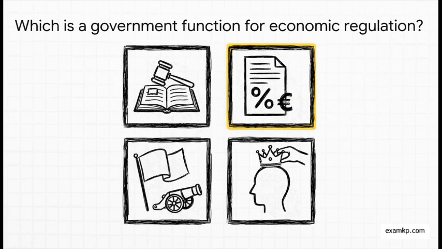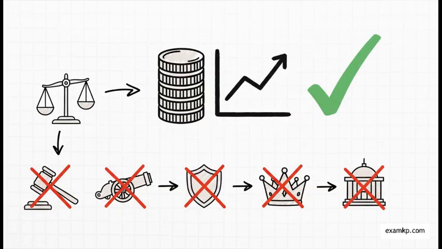This one is less about theory and more about the practical, real-world functions of government. So which of these is something the government does to manage the economy? Take a look and see which ones you can rule out immediately. The correct answer is B. Setting tax guidelines and setting prices are classic examples of economic regulation.